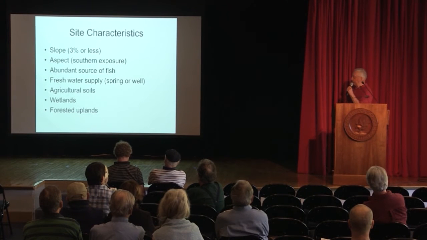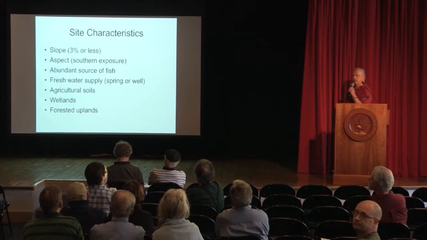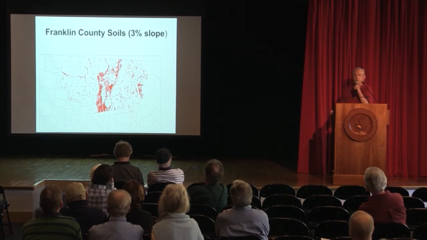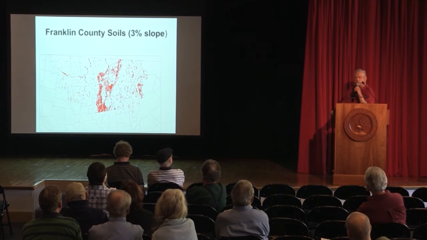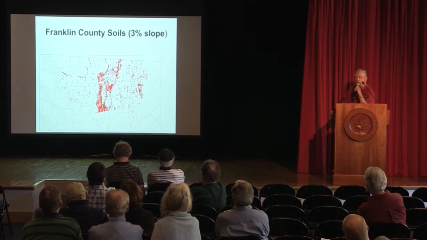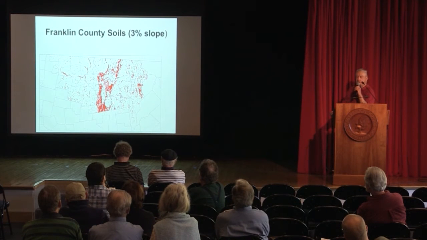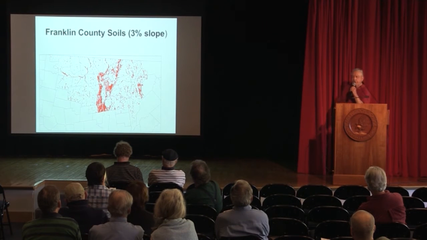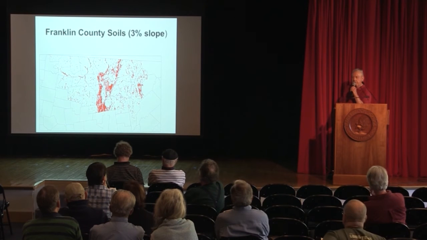But let's go on to another site. Could I have the next slide, please? By downloading the soils of Franklin County and mapping only those slopes of 0 to 3%, you have a distribution of red areas. Those are soil types with a 0 to 3% gradient. And you notice the majority of those are within the Connecticut River Valley.